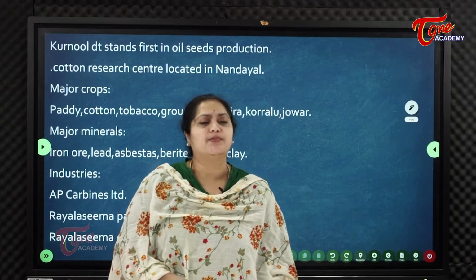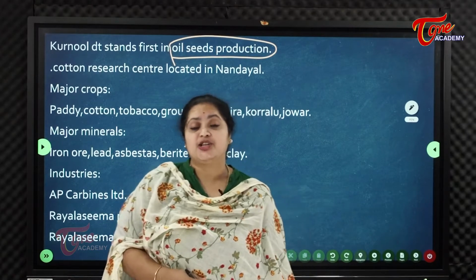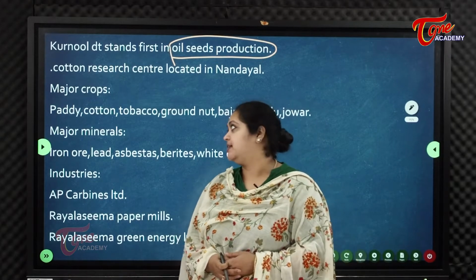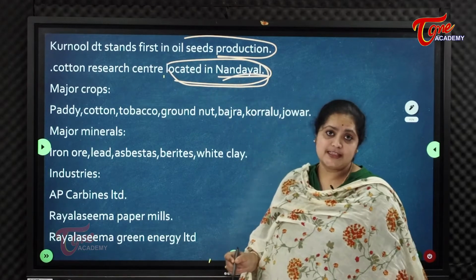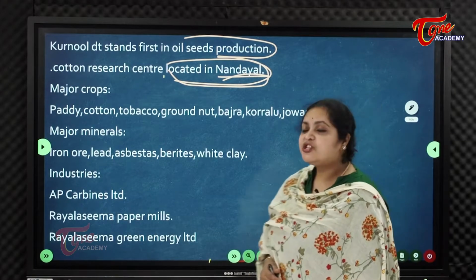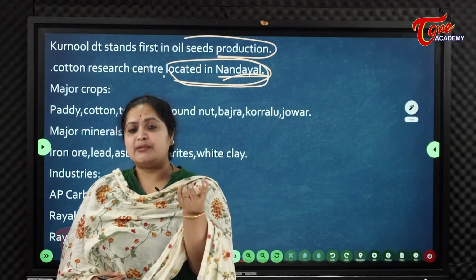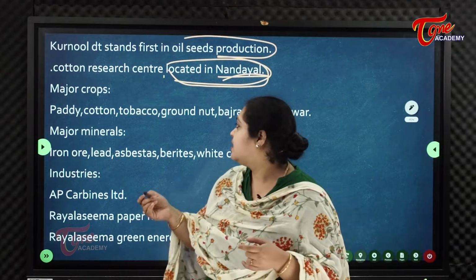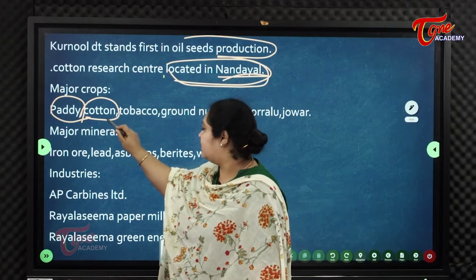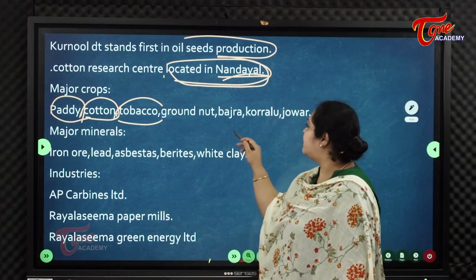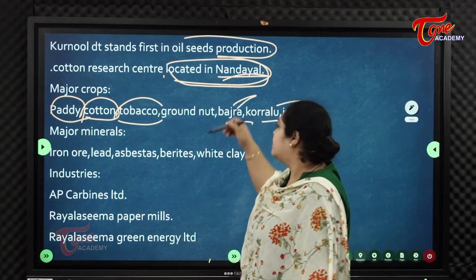Other important things about this district: it stands first in oil seeds production in the state. Next, the cotton research center is located in Nandyala of this district. Next, major crops. Already we have seen that it has red soil. Predominantly it has 2 types of soils: one is red soil, the other is black cotton soil. Paddy is grown. Cotton and tobacco are grown because of the black cotton soil, and even groundnut, bajra, korralu and jowar are also grown in this Kurnool district. These are the major crops of this district.